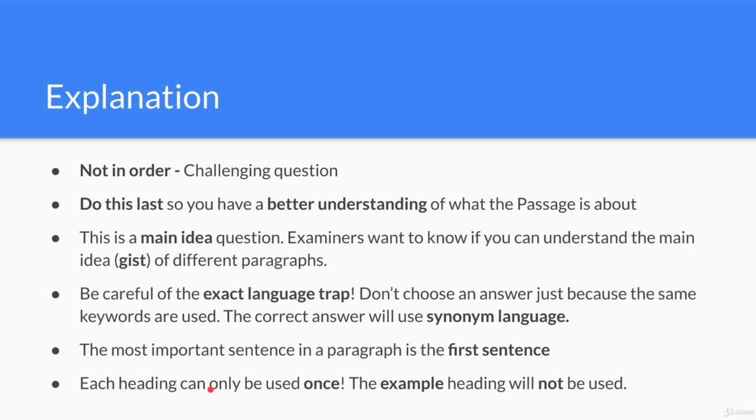Now, each heading can only be used once. So when you get this question, you're not going to have a scenario where you will use the same answer choice twice. So that's not going to happen. Each heading will only be used once, and the example heading will not be used. So there's going to be an example in there that they will put in the question set just to show you how the question works. So that example heading is not going to be used.